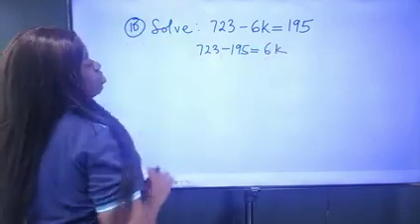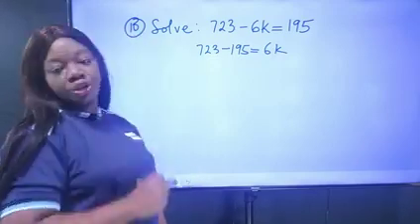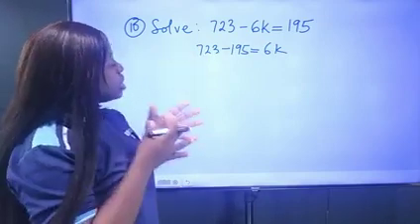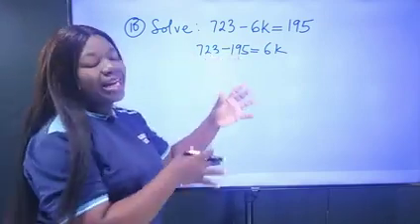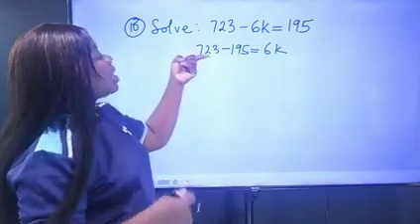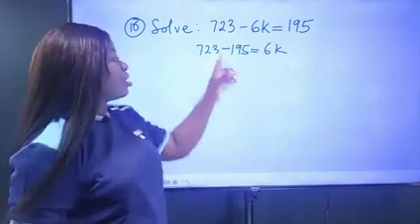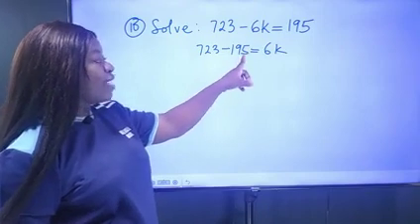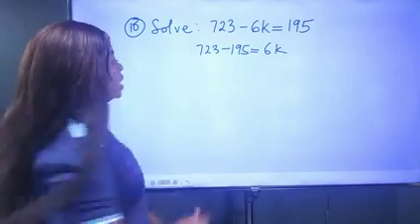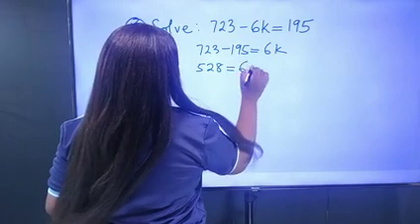So 723 minus 195. How can you quickly do mental subtraction? It's also in our mental maths videos. Now this is 723, which is larger. Now round up 195 to the nearest 100. That's 200. Subtract 200 from 723. What will that give you? That will give you 523. You added 5 before you subtracted. Add 5 to 523, that is 528. It means our answer here is 528, which is equal to 6k.